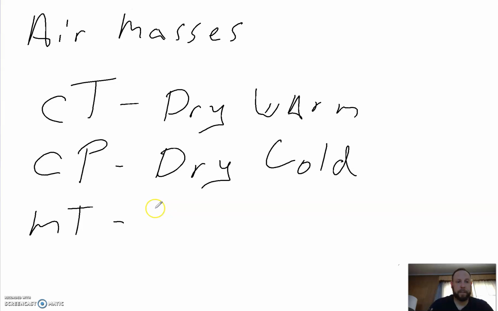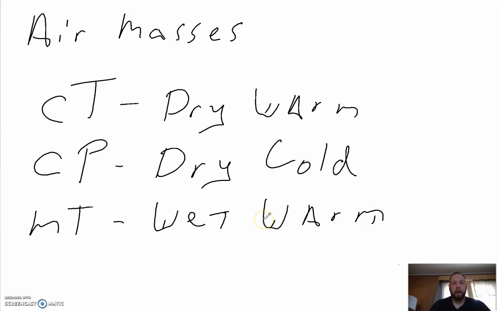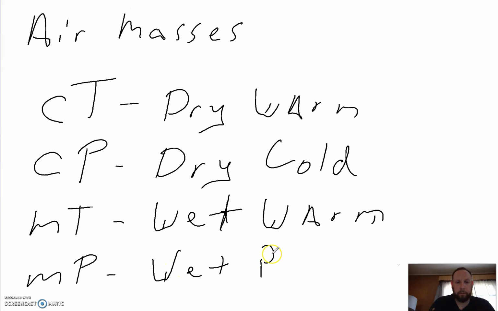We can have mT air. This is wet and warm, and as you can imagine, we get our air, that's mT air, from the Gulf of Mexico here in the Northeast. In the Southwest, they get it from the Pacific Ocean. And finally, the last one you'll see is maritime polar. Again, maritime stands for wet, polar stands for cold. So, cold and wet air.